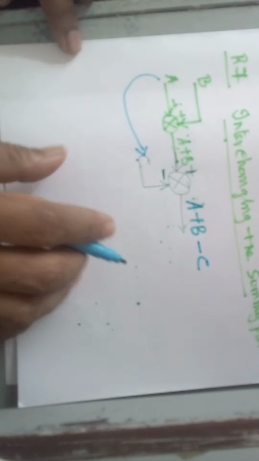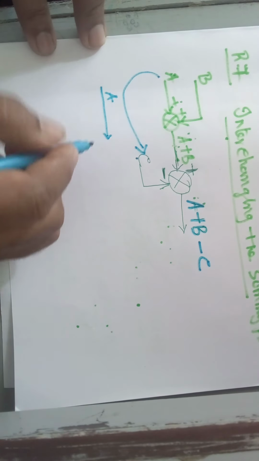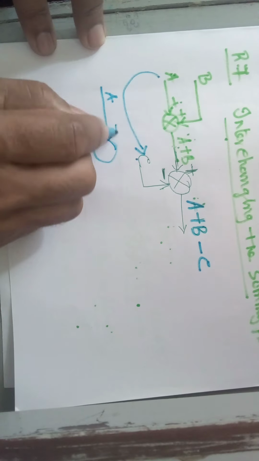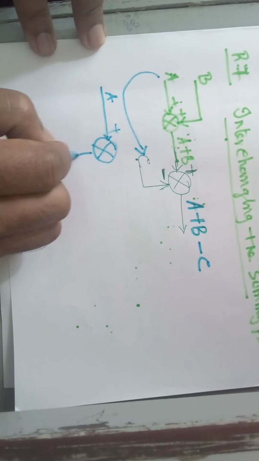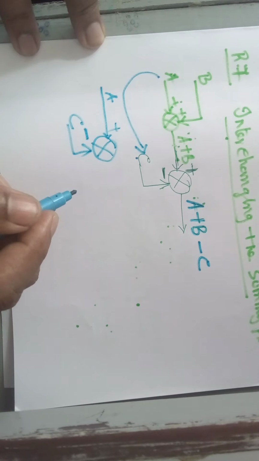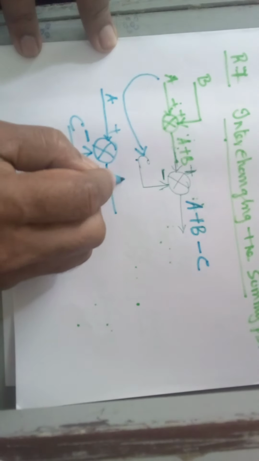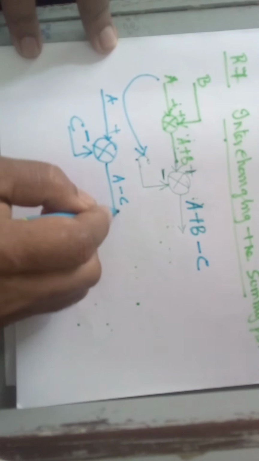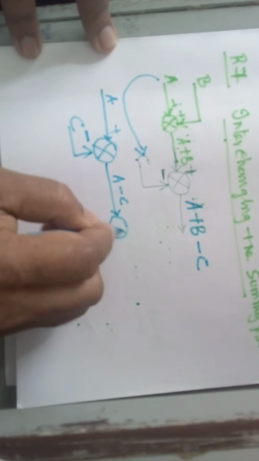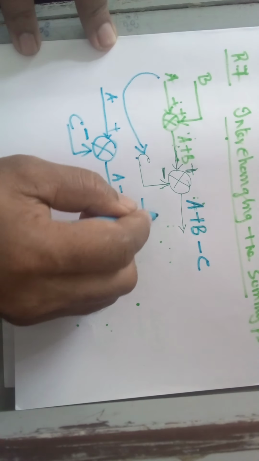For that, what I need to do? First of all, this is your signal A. So I am adding this, then I am subtracting this signal C here. Next, the output is nothing but A minus C. So this signal is added with the another signal B.